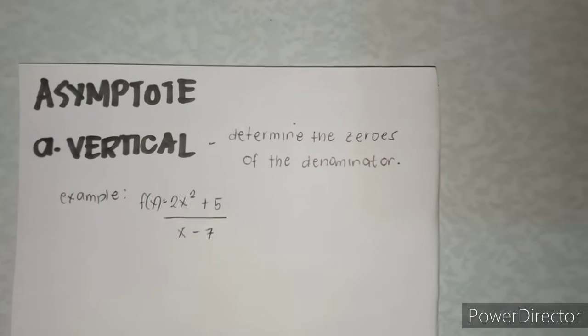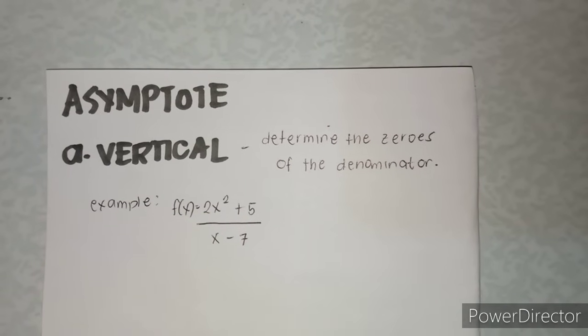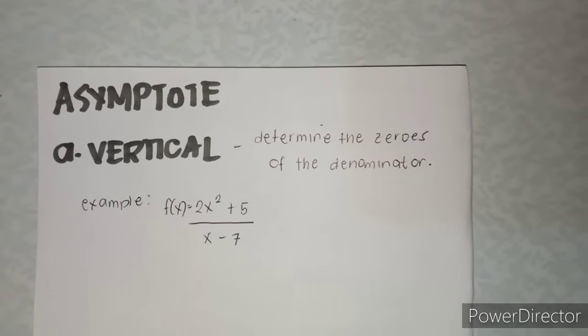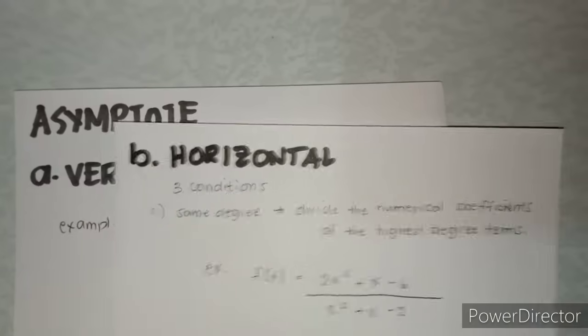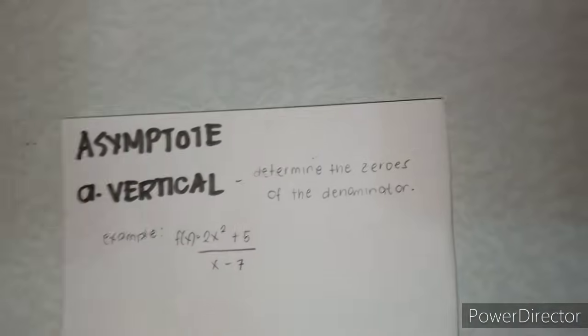Okay, let's now proceed with the asymptote of the function. As we said earlier, Ma'am Tintin, we have three: the vertical asymptote, the horizontal asymptote, and the slant asymptote. Let's begin with the vertical asymptote.